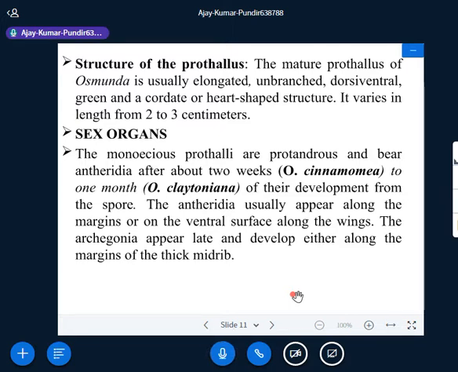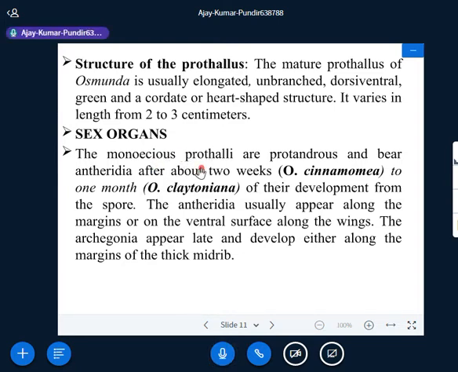As we know very well, in the case of ferns, on the same prothallus there develop antheridium and archegonium in the case of homosporous ferns. The prothallus of Osmunda is monoecious because Osmunda is homosporous.